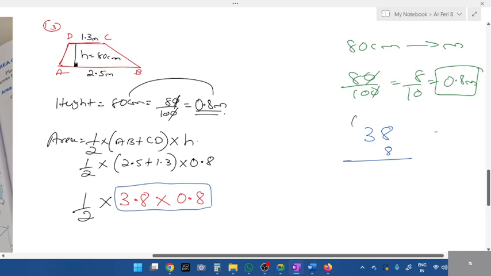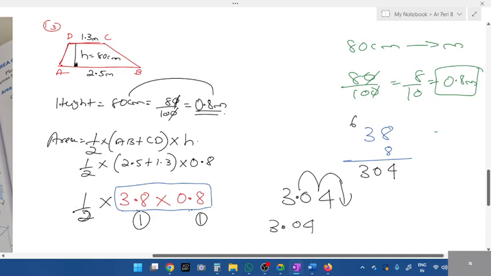8 8s are 64. 8 3s are 24 plus 6. You get 304. So if I write 304, in total how many decimal places are there? 1 and 1, right? Very good. 2. So from the right, how many decimal places do I have to place? 2. 1, 2, 3, 4. There is also this left. 2 is left, right? You have to divide it by 2, Amilda.